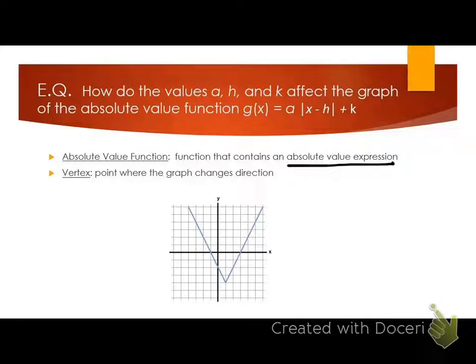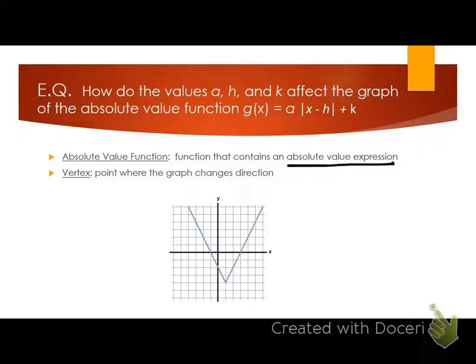Now, the vertex. The vertex is the point where the graph changes direction. So look at the sketch. The only reason that this is in your notes is I want you to know when you are graphing an absolute value function, what should it look like? What is the shape that we're looking at right now? Guys, what is that shape right there on the board? It's a what? A V.